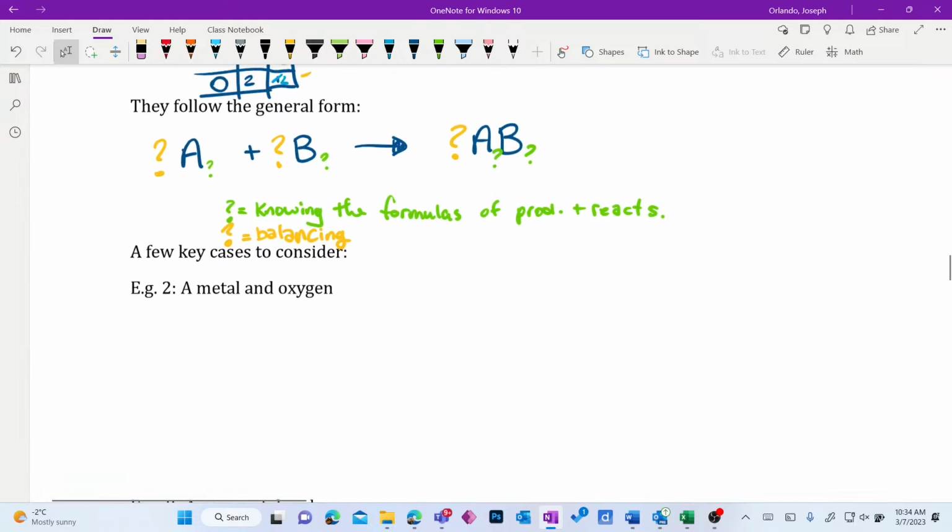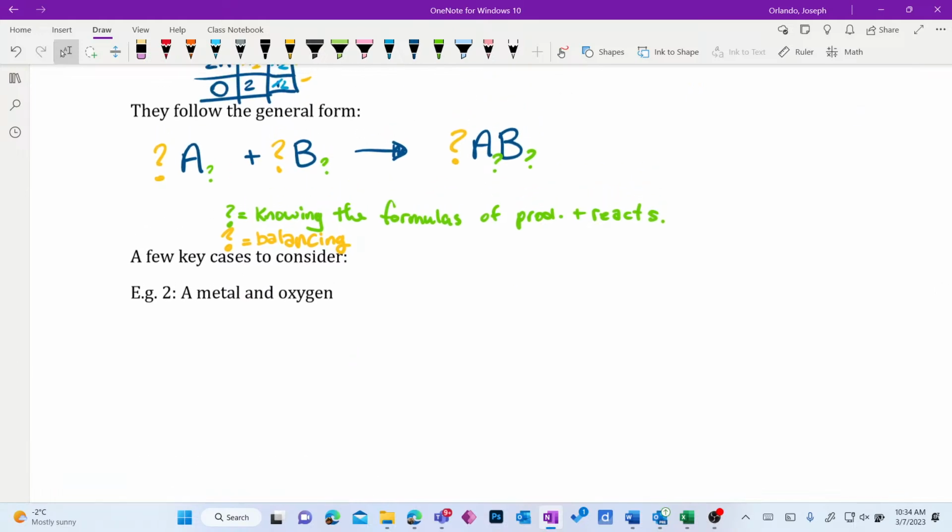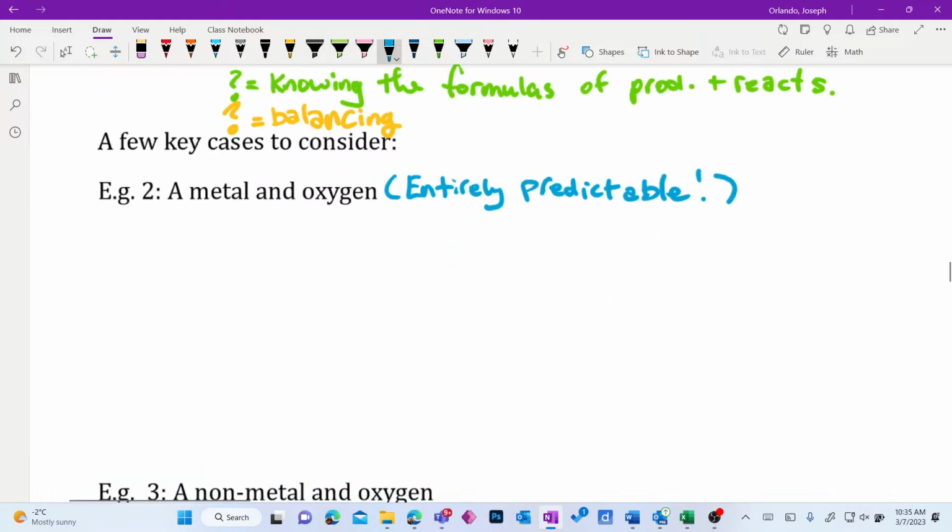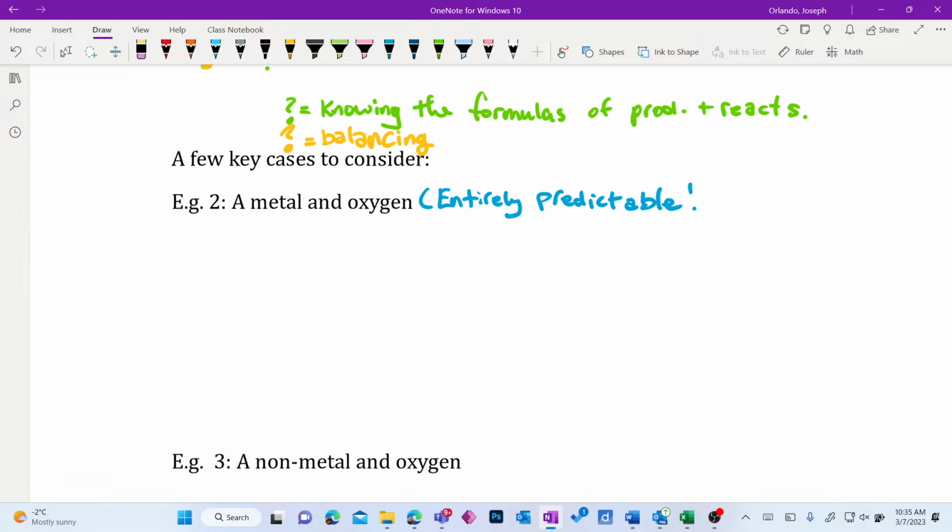Now, I want to talk about a few key cases, things you'll come across. First of all, metal and oxygen. I want to make a note here. These are entirely predictable. This you should be able to predict. In other words, if I gave you any metal on the periodic table and oxygen, you should be able to tell me what the products will be. And of course, you know why that is. What kind of compound is this going to be? Yeah, because it's ionic.